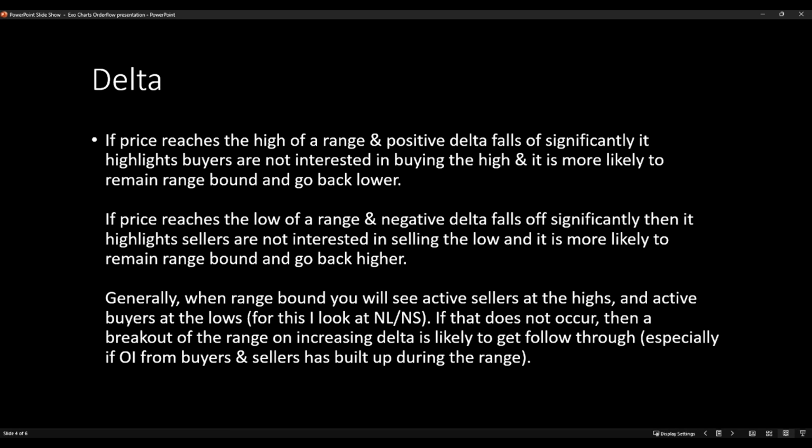So it's just the opposite of what I was just explaining there. If price reaches the low of a range and negative delta falls off significantly, then it highlights sellers are not interested in selling the low, and it is more likely to remain range bound and go back higher. So I put this in here two times because it's really important to understand, because most of the time price is going to range rather than trend. So it's important to make sure you understand that part.